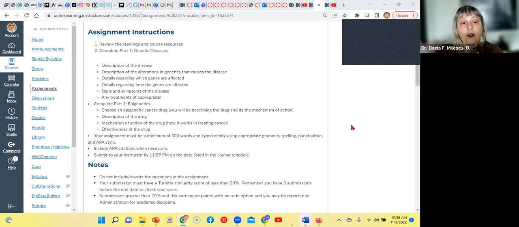When it comes to epigenetics, you're going to choose an epigenetic cancer drug that you will describe the mechanism of action, the pharmacological action. How does it work? Describe the drug, the mechanism of action. How does it work to fight cancer or treat cancer? Perhaps it doesn't kill the cells. Maybe it's just there to lessen the symptoms. And then, of course, discuss the efficacy of the drug, the side effects of the drug, the benefits of the drug. And that is your assignment for this week.